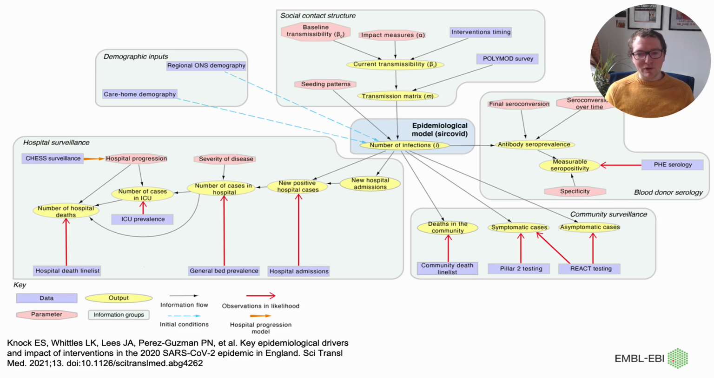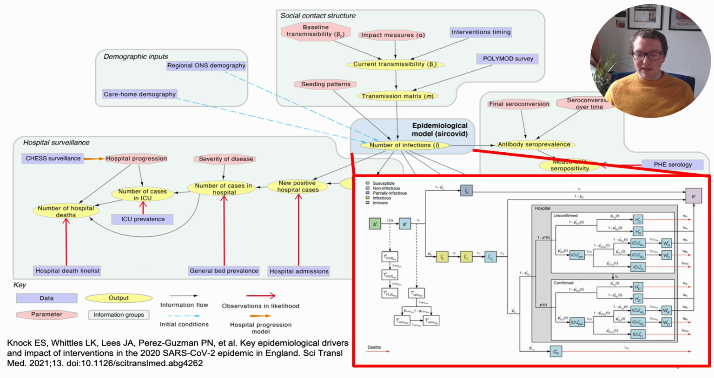So here's a quick example of a familiar but complicated example. This is from COVID-19 modelling in the UK. Here you've got all these different data streams: numbers of cases, numbers of people going into hospital, numbers of seropositivity, numbers of PCR tests. All of these go into this model in the centre here.